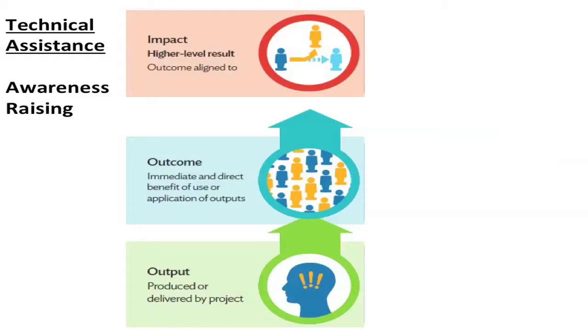So let's take the example of raising awareness. So maybe there's a mentality change or technical knowledge and you want to improve that. So we have the same results: output, produced, delivered; outcome, immediate and direct benefit of use; and then some higher level impact we're aligning with. So what might your technical assistance project look like? So the output, what do we produce, deliver?